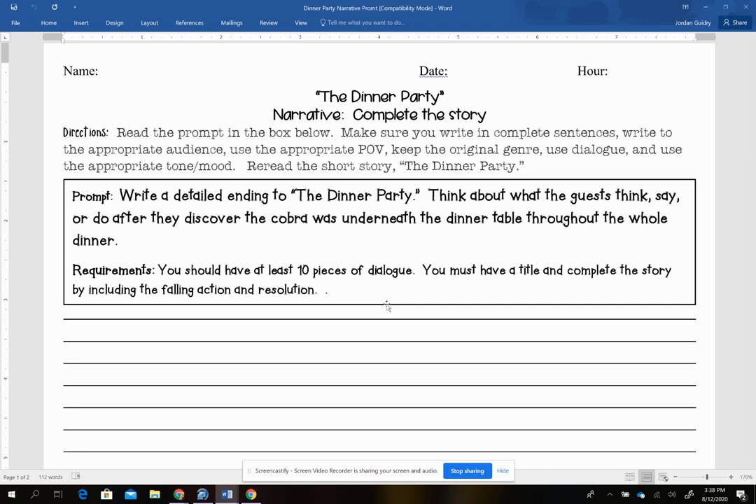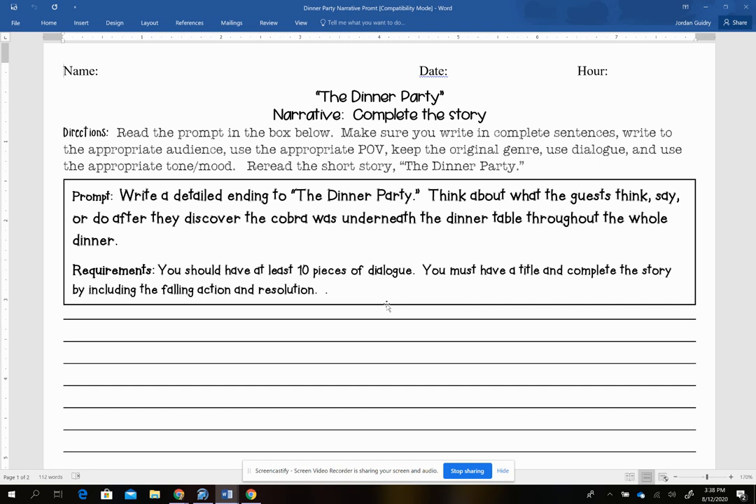We're going to talk today about our narrative writing prompt for the dinner party. So, for your narrative, it says complete the story. Directions: read the prompt in the box below. Make sure you write in complete sentences. Write to the appropriate audience. Use the appropriate point of view. Keep the original genre. Use dialogue and use the appropriate tone or method. Reread the short story, The Dinner Party, if needed.